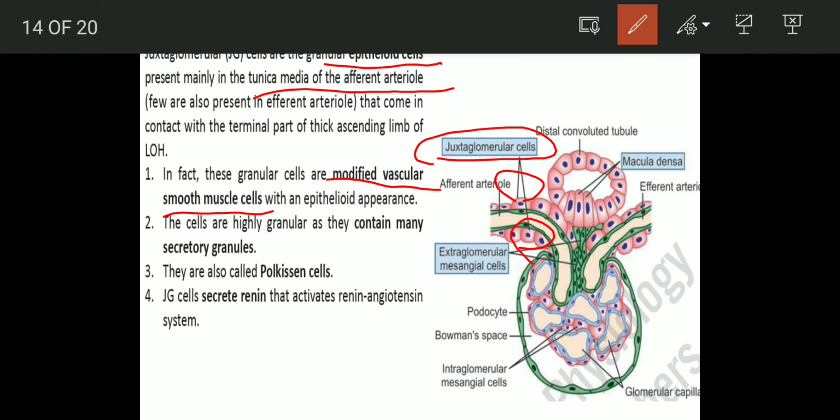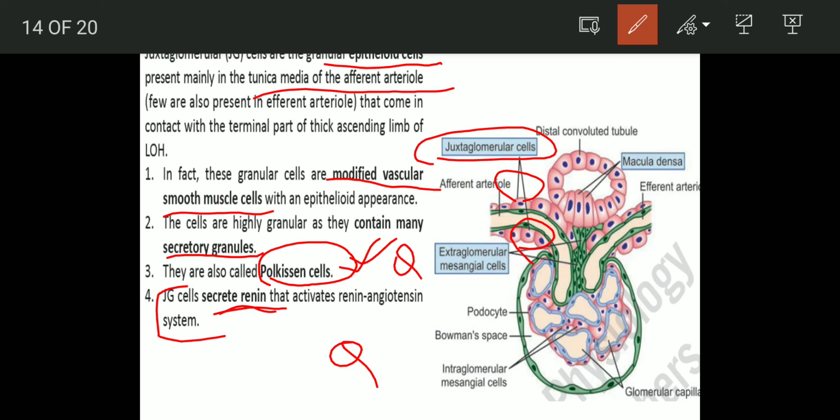These contain secretory granules. They are also called Polkissen cells. This question was asked in your AIIMS exams: what are the JG cells? JG cells are also called Polkissen cells, and these JG cells basically secrete renin. Very important question that was asked: where is renin secreted from? You have to answer that it is secreted from the JG cells, the juxtaglomerular cells, and this will activate the renin-angiotensin system.